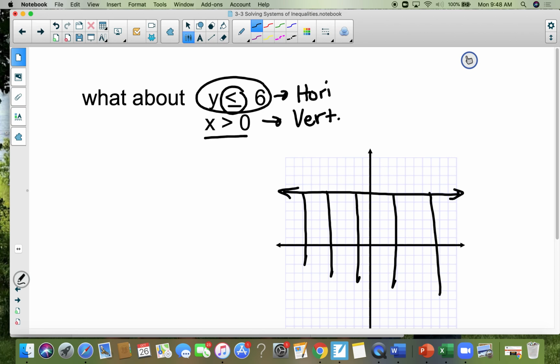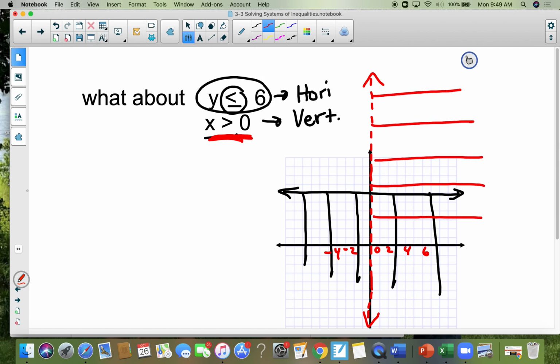This makes a vertical line. This is going to make a vertical line at 0. So right here, this is 0. It makes a vertical line. And it needs to be dotted because there's no line underneath it. You need to be greater than 0. Well, here's 0, here's 2, here's 4, 6, this is -2, -4. If you're greater than 0, don't you have to shade this side of that line?